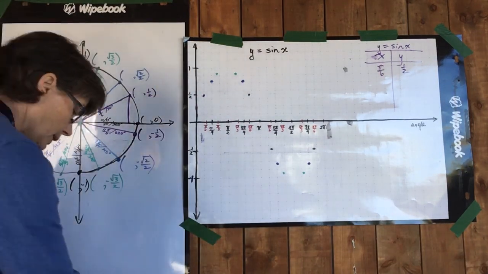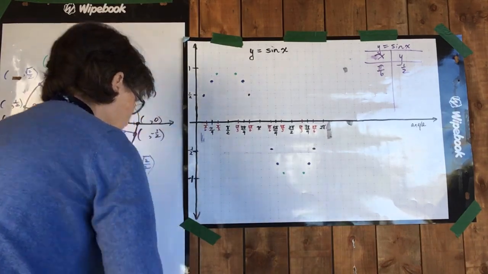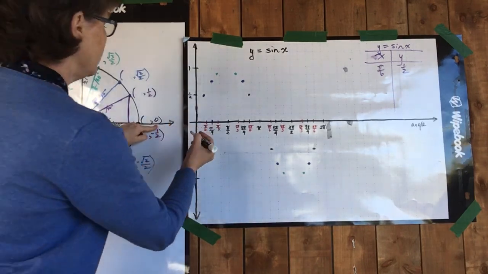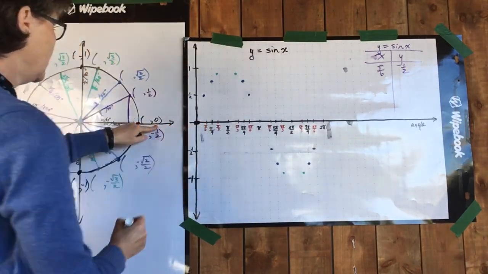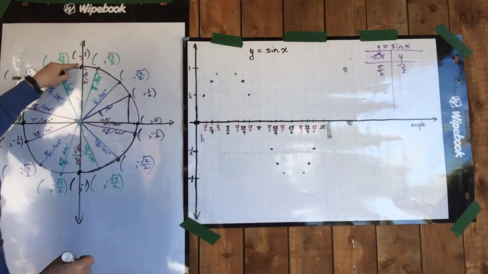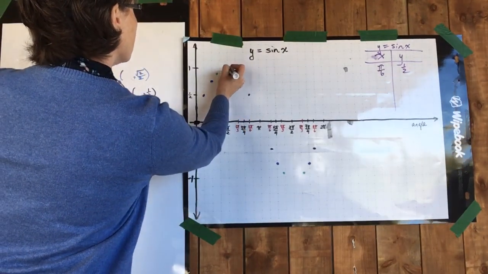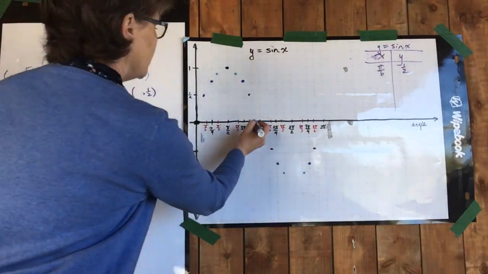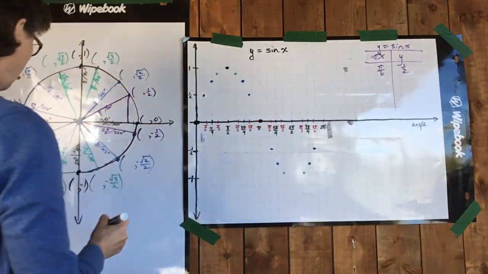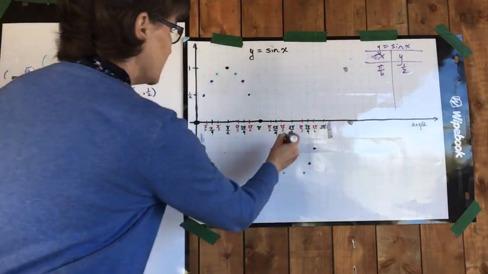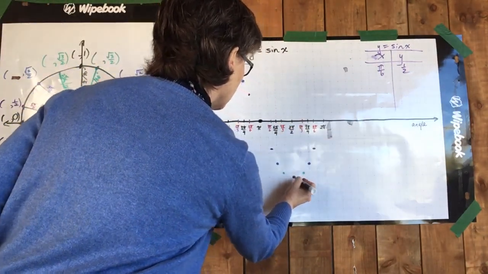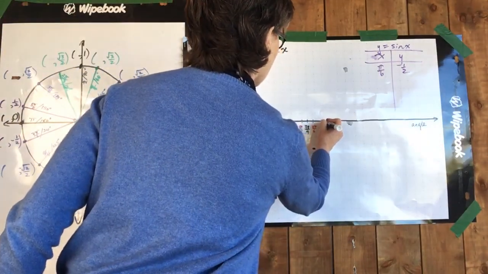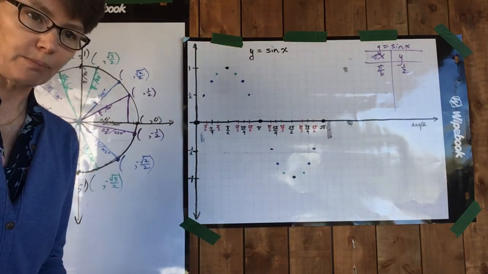Now let's put in our black points here. 0 degrees is 0, so this graph starts here. Pi over 2 is 1. Pi is 0. 3 pi over 2 is negative 1. And back around, 2 pi is 0 again. So you can see how this graph is shaping up.